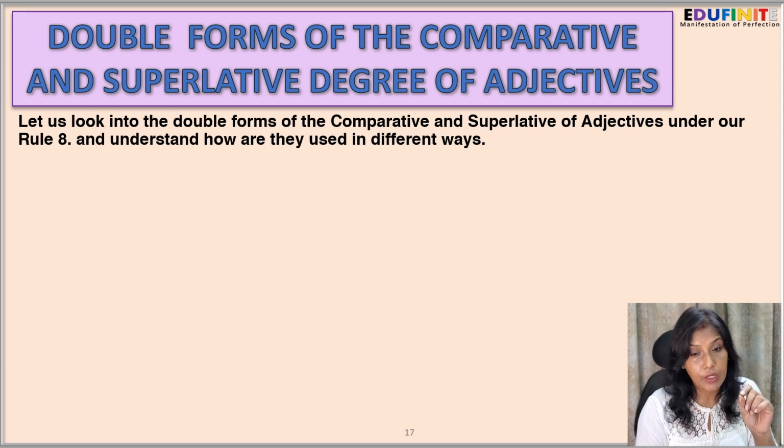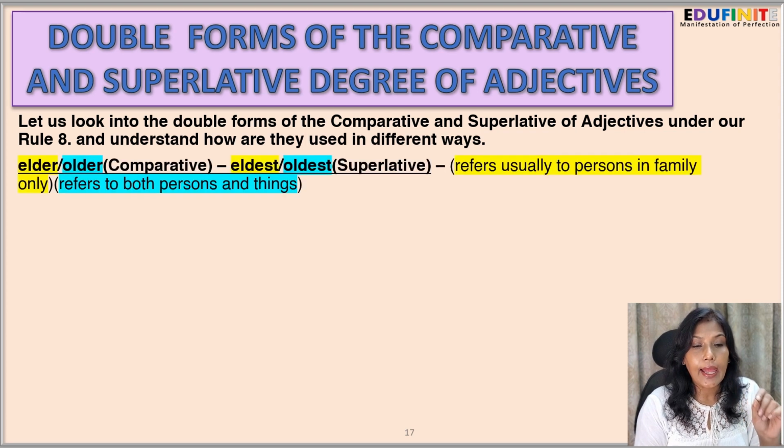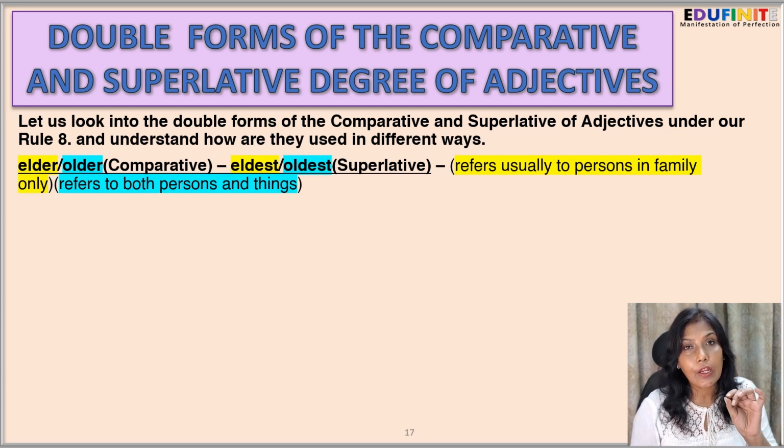Now, elder or older as comparative, elder and older, these two are comparative, but elder usually refers to persons in the family only, whereas older refers to both persons and things. Next, eldest and oldest as superlative. Here again, eldest usually refers to persons in families only and oldest refers to both persons and things.